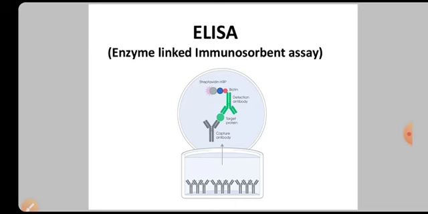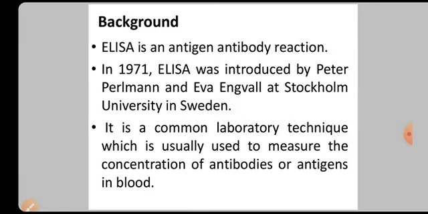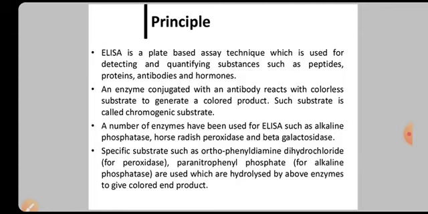Now, when the enzyme is there and you add a colorless substrate, the enzyme will act on the colorless substrate and form a chromogenic or colored product, which you can measure with the help of spectrophotometric techniques. When you measure, you will get a particular concentration that can be used to quantify either antigen or antibody. So this technique is merely an antigen-antibody reaction, which was developed in 1971 in one of the labs in Sweden.